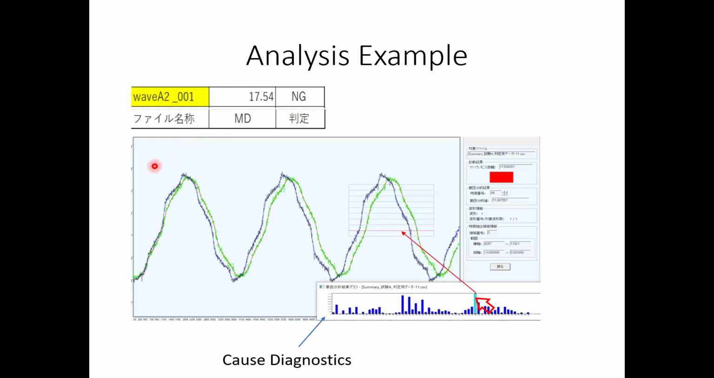Also, as you know, the MT method has a causal diagnostic function. This means that it is possible to know which features are the cause of the anomaly. The software shows the item, that is the feature number, and the vertical axis shows the contribution to the anomaly.